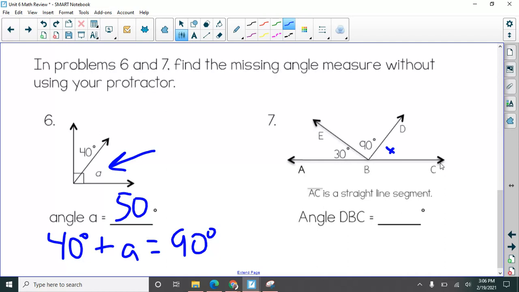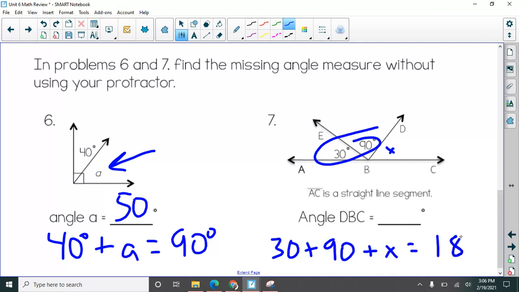Okay, so if I put these two together, 30 plus 90 plus, we're calling it X, equals 180. I can solve for that, right? These two together equal 120. So I would need 60 more. How can I check that to see if it makes sense?